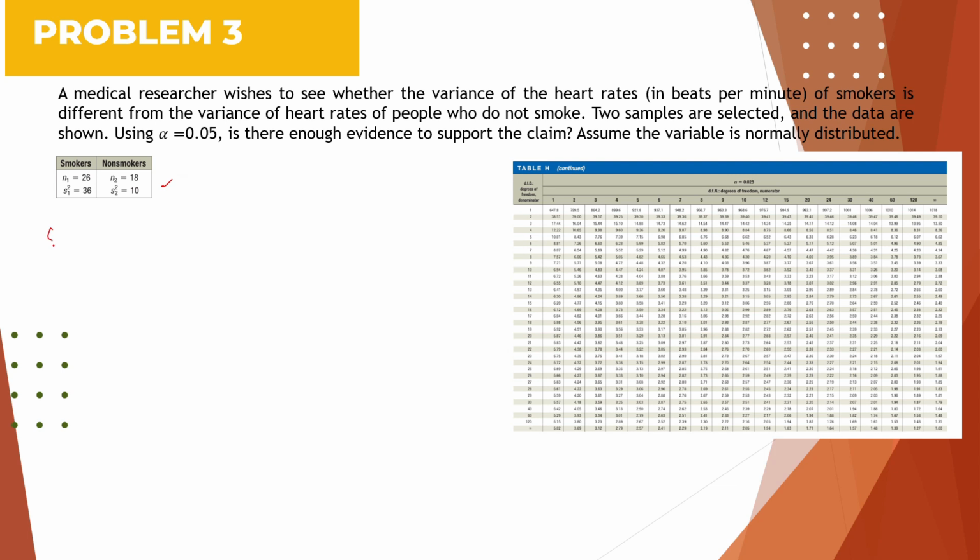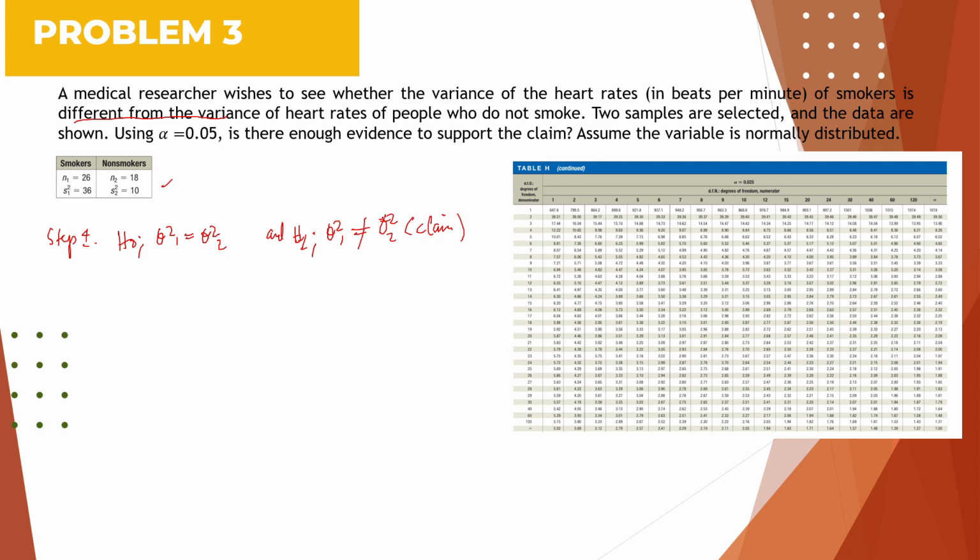So step number 1 is we have to state the hypotheses and identify the claim. So our H0, variance 1 is equal to variance 2. And our H1 here is variance 1 not equal to variance 2, since the researcher wishes to see whether the variance of the heart rates is different. The word different means not equal, which is our claim.